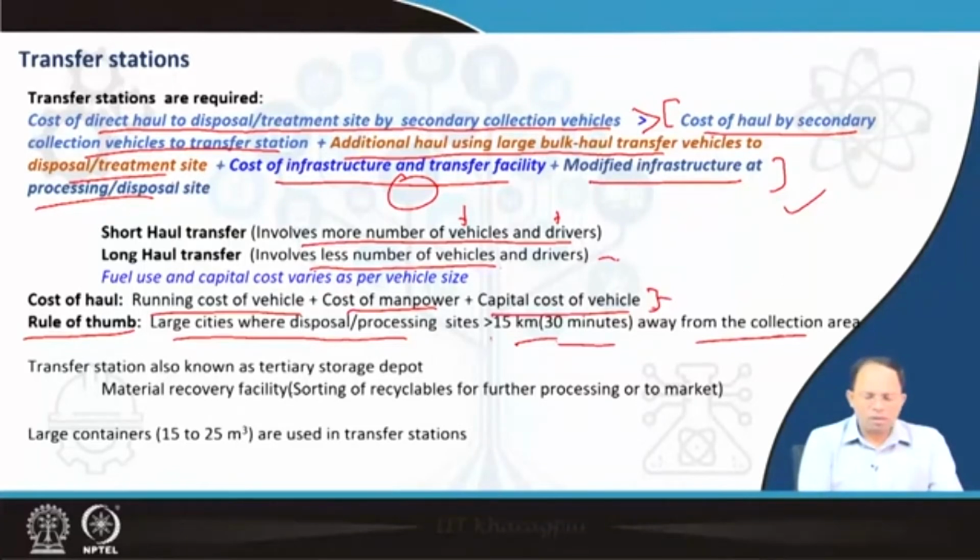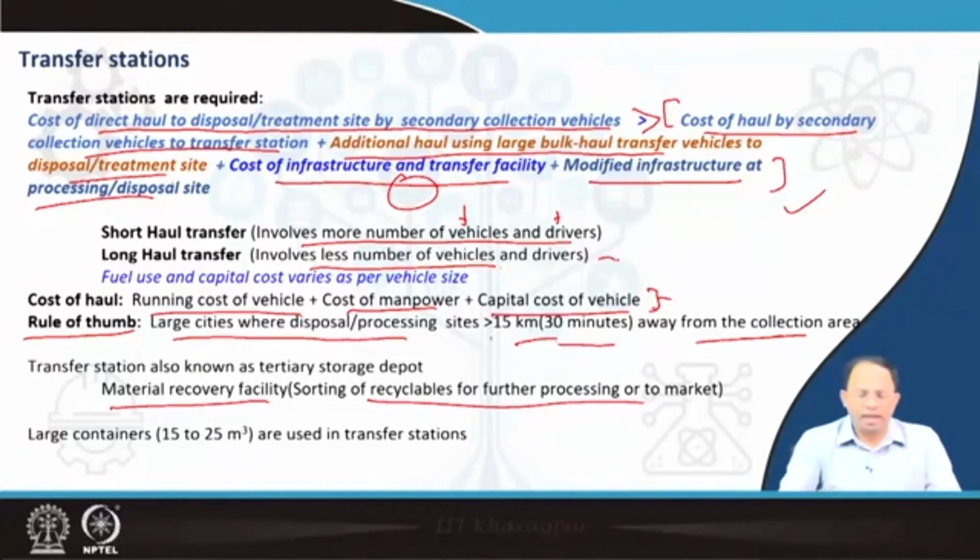Transfer stations are also known as tertiary storage depots, and sometimes they also include material recovery facilities. So sorting of recyclables for further processing or for sending to the market could be done at these transfer stations, because this is where all waste is coming. We can do sorting, and we can send the sorted waste to the market, to some waste processing facility, or to the final landfill site. So a transfer station is a suitable area where we can do this.